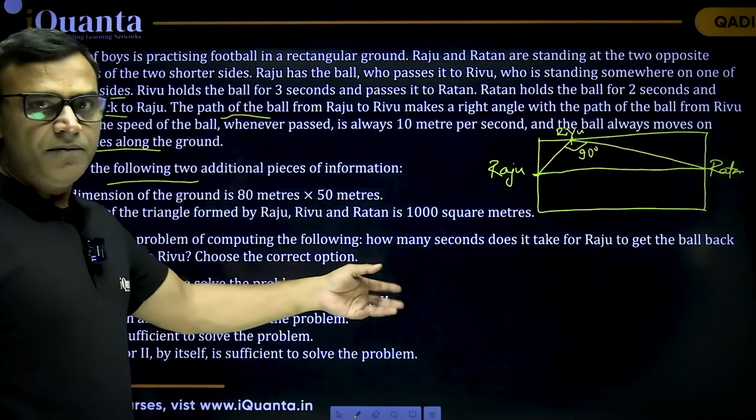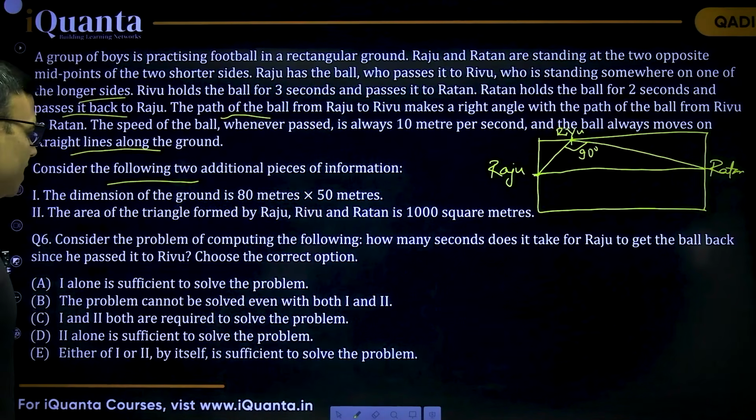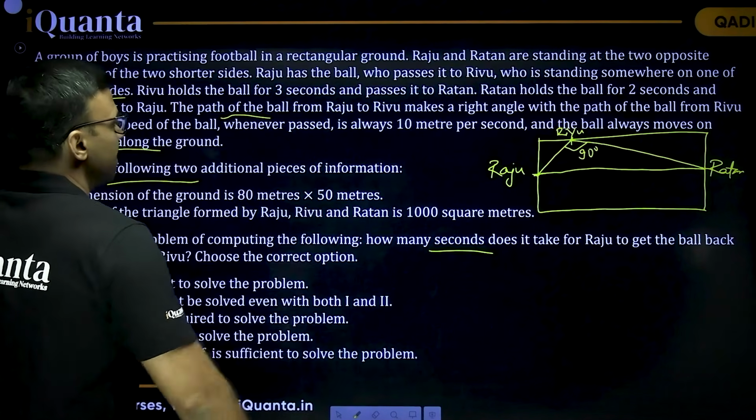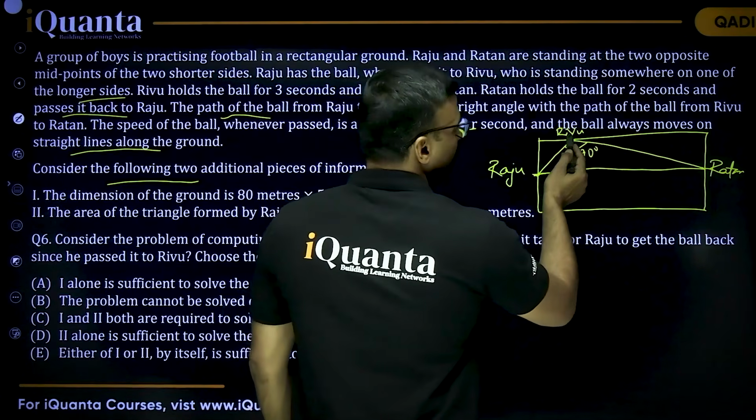You have to see which statement would be sufficient. Out of these two, which would be sufficient. Now, what do I need to calculate the time? We need the speed and the distance. Speed is already given, 10 meters per second. So we only need the length of Raju to Rivu and Rivu to Ratan.